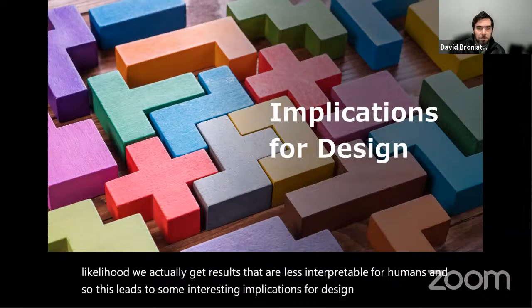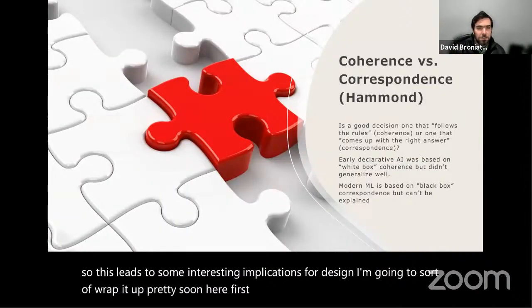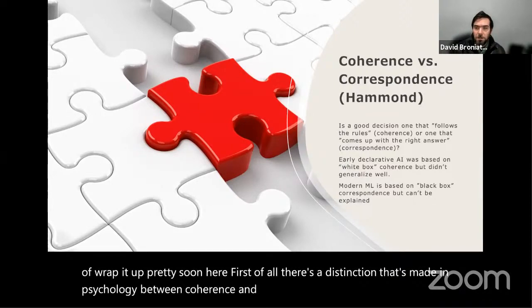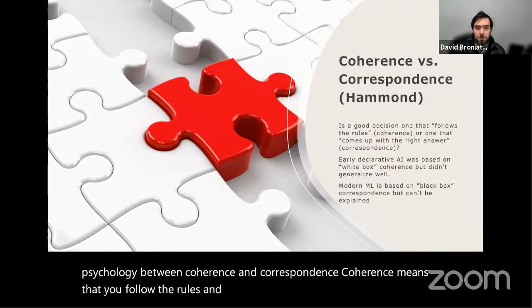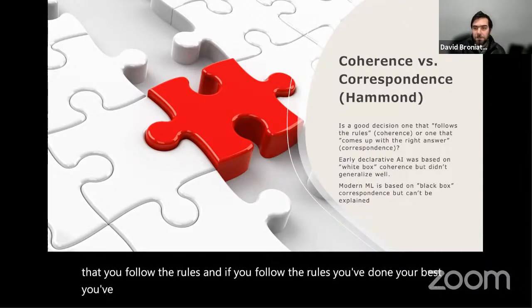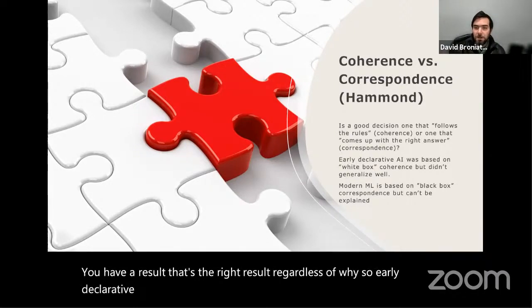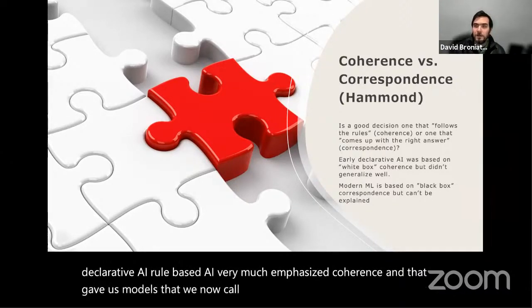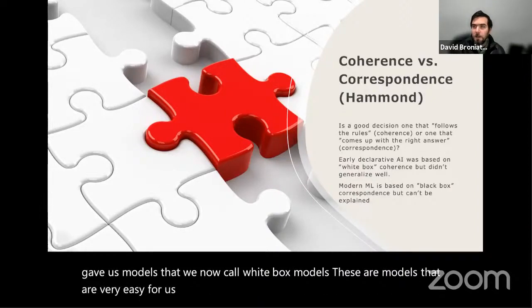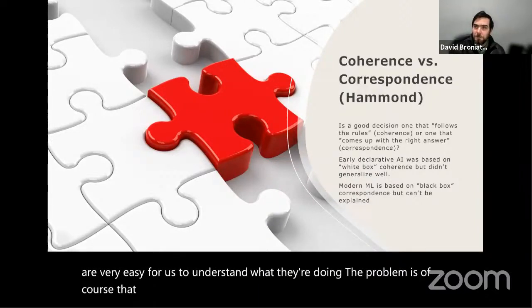I'm going to wrap it up pretty soon here. First of all, there's a distinction that's made in psychology between coherence and correspondence. Coherence means that you follow the rules, and if you follow the rules, you've done your best and gotten the right answer. Whereas correspondence means that you have a result that's the right result, regardless of why. Early declarative, rule-based AI very much emphasized coherence, and that gave us models that we now call white box models. These are models that are very easy for us to understand what they're doing. The problem is, of course, that the rules themselves are brittle. They are very much verbatim models.